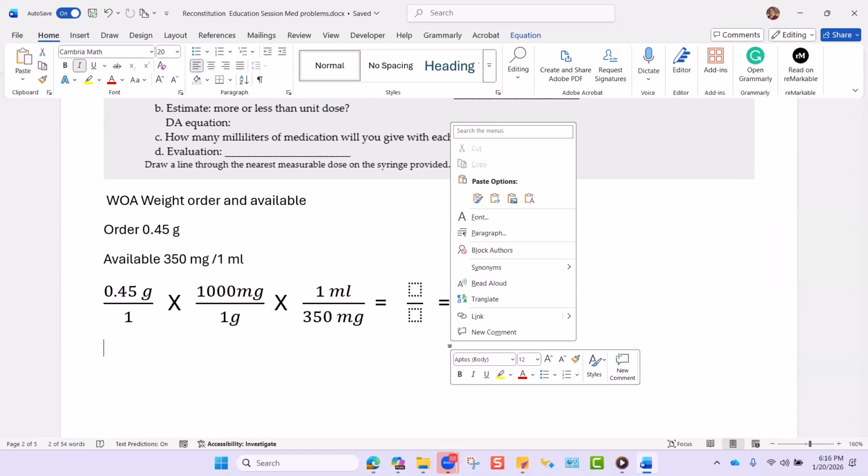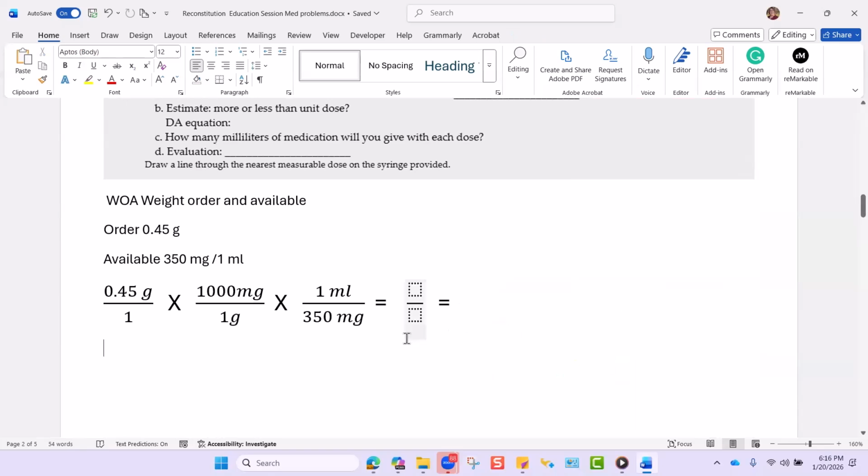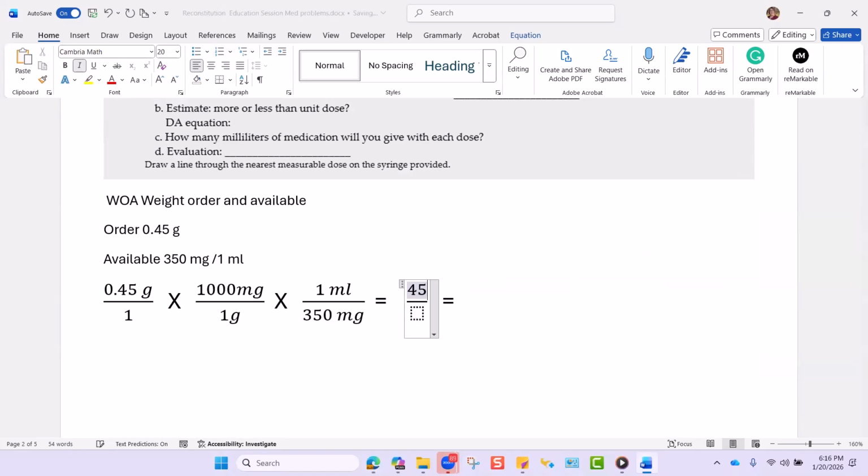All righty. Now you are allowed to have calculators in the NCLEX and on your electronic exams. They're always in the computer. So now it's going to be 0.45 times 1,000 times 1. And that's going to equal 450. And then you multiply across the bottom.